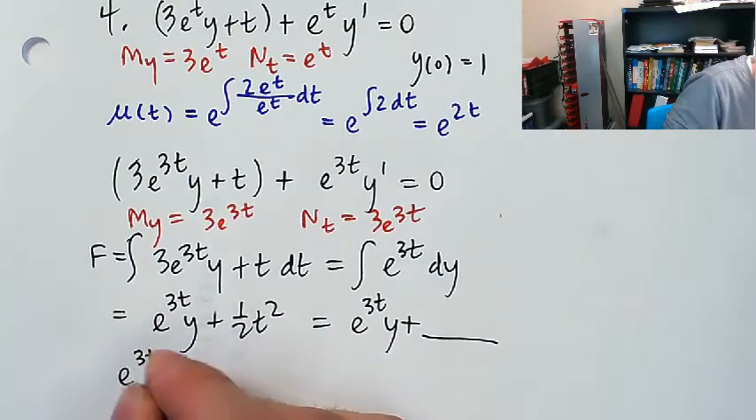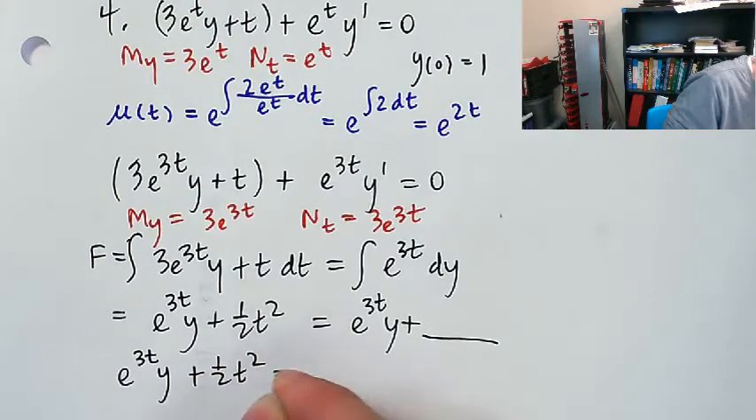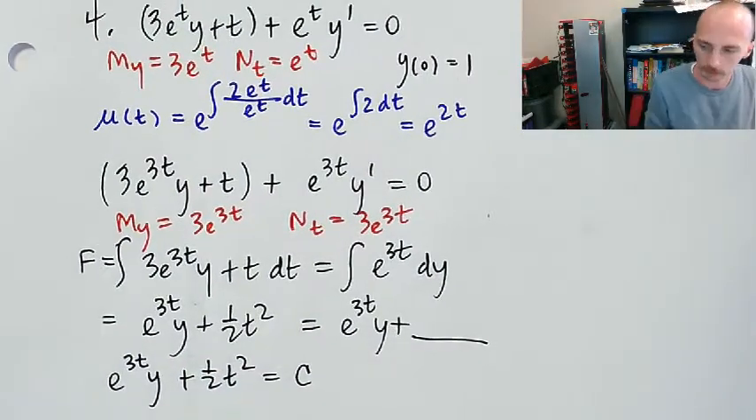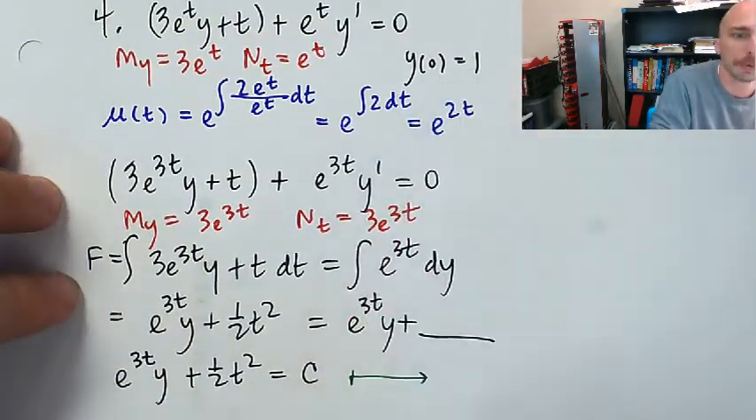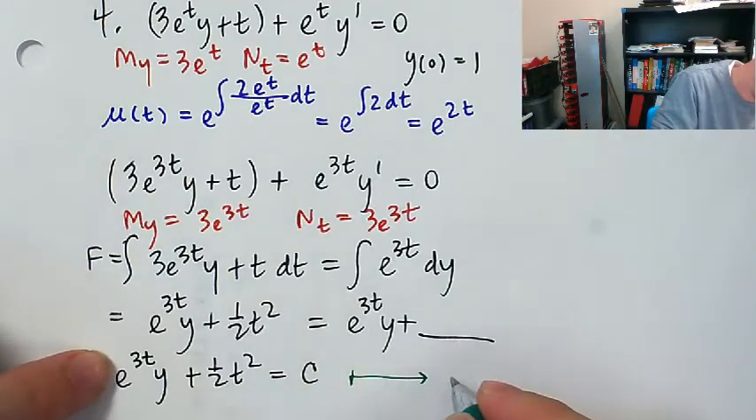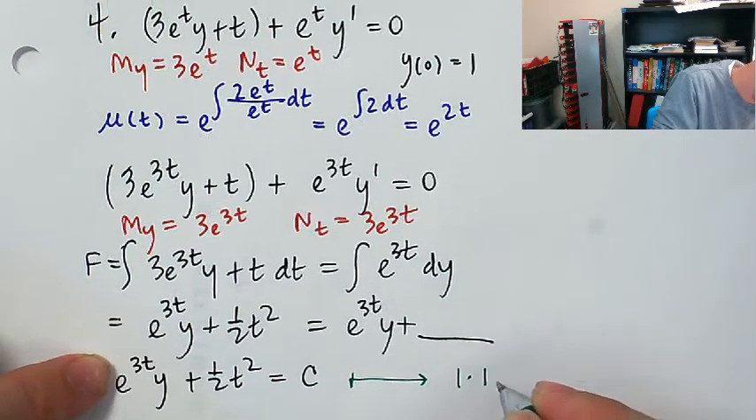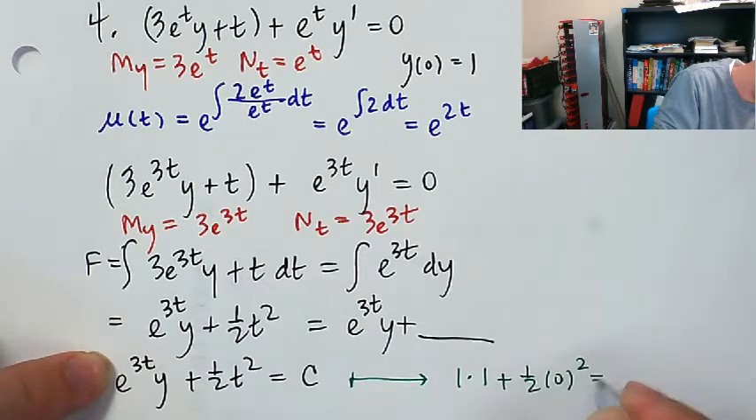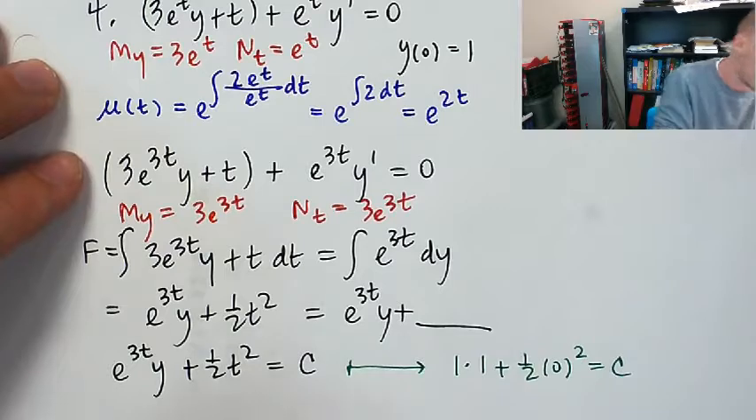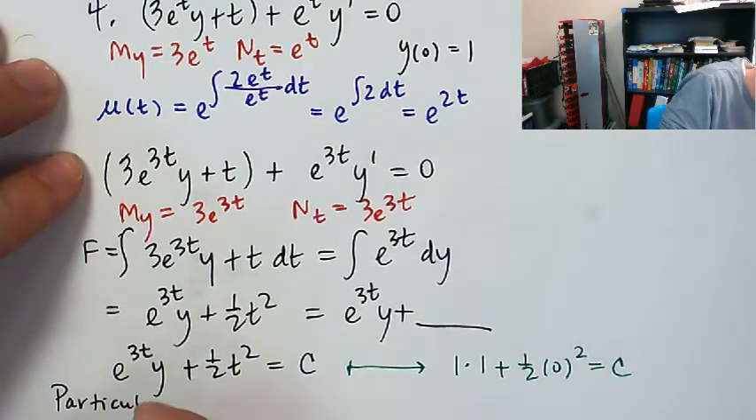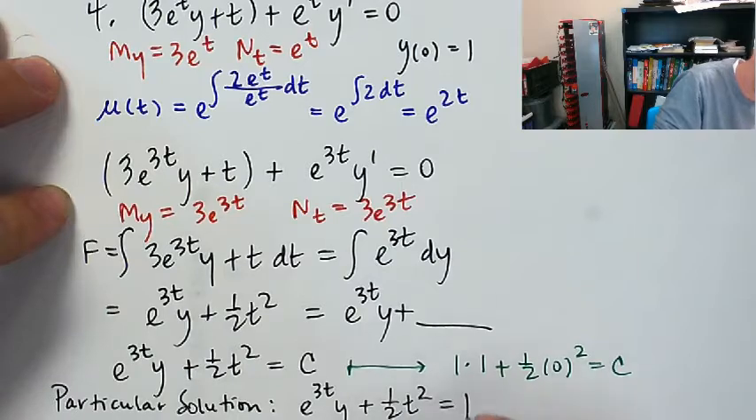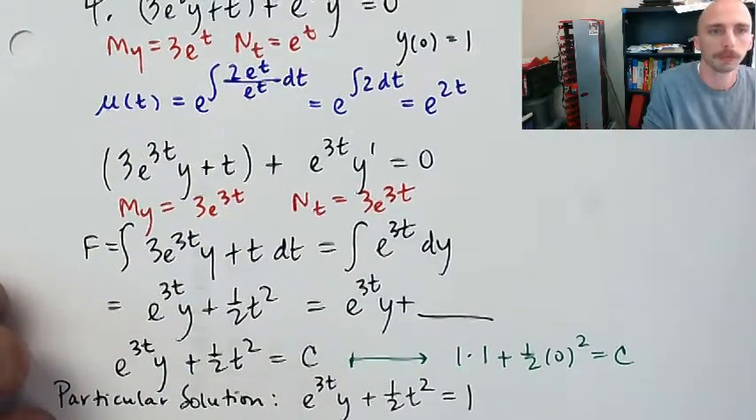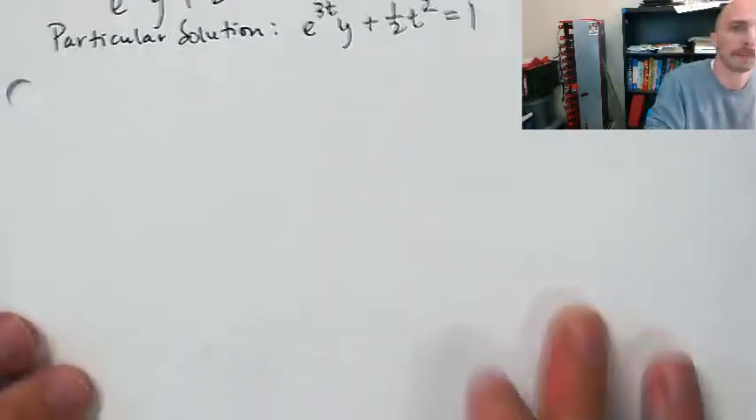And so my general solution is e to the 3t multiplied by y plus 1/2 t squared is equal to some constant. But now I'm interested in actually finding out the value of that constant, so I'm going to go over here, and I'm going to t equals 0 and y equals 1. Okay. So when t equals 0, I've got e to the 0, y is 1, plus 1/2 of 0 squared equals c. Okay. So I know that means that my particular solution is going to be e to the 3t multiplied by y plus 1/2 t squared is equal to c, which is 1. Okay, that'll be my particular solution. Didn't have quite enough space to fit that all in, but it's all right.